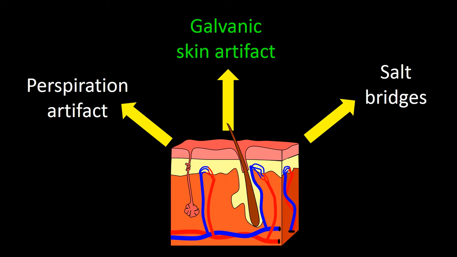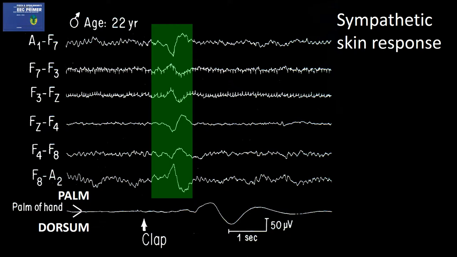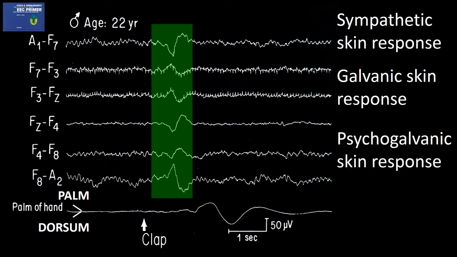The third type of skin artifact is the galvanic skin artifact, which is also called sympathetic skin response. This epoch represents a sympathetic skin response. That, as you know, is also called galvanic skin artifact and also psychogalvanic skin artifact. At the scalp, the sympathetic skin response looks like a biphasic or at times triphasic wave, lasting about 1 to 2 seconds. This is the area where the artifact is usually picked up, which is usually diffuse.